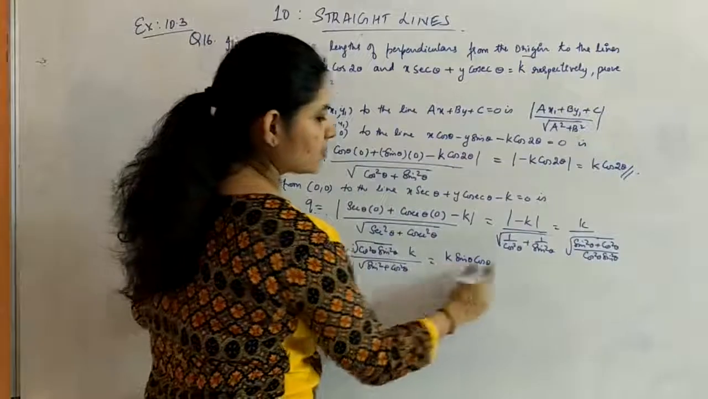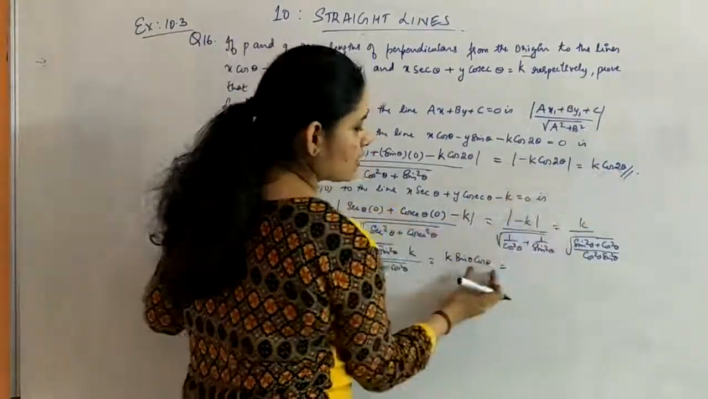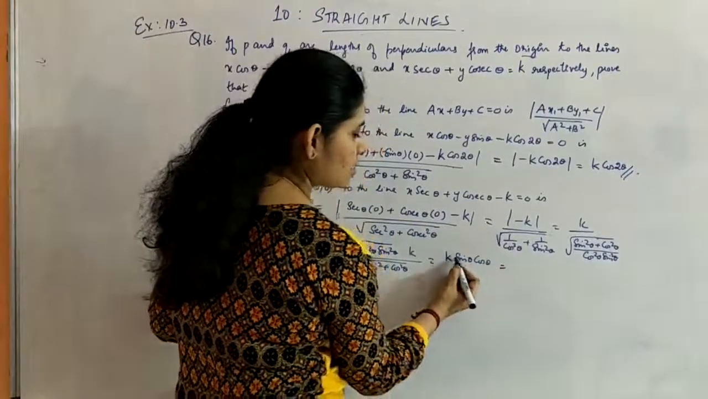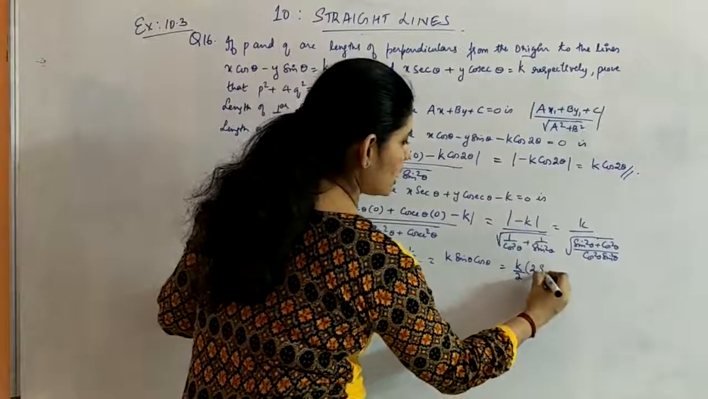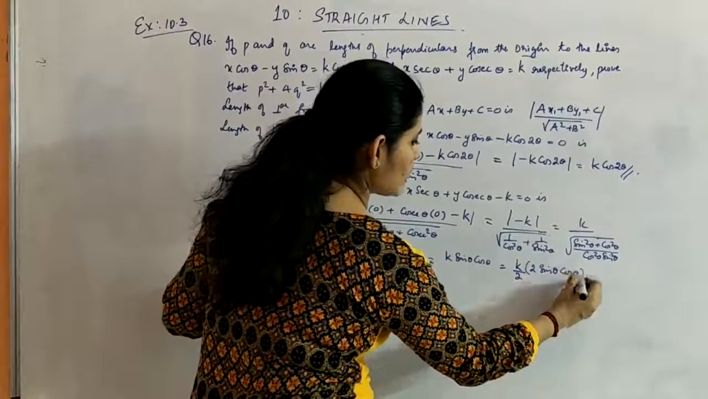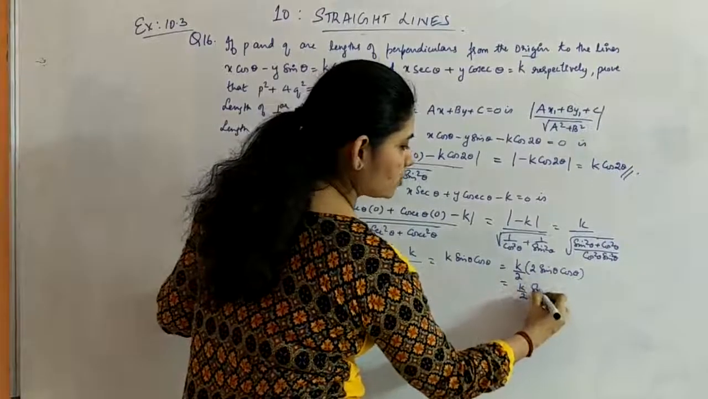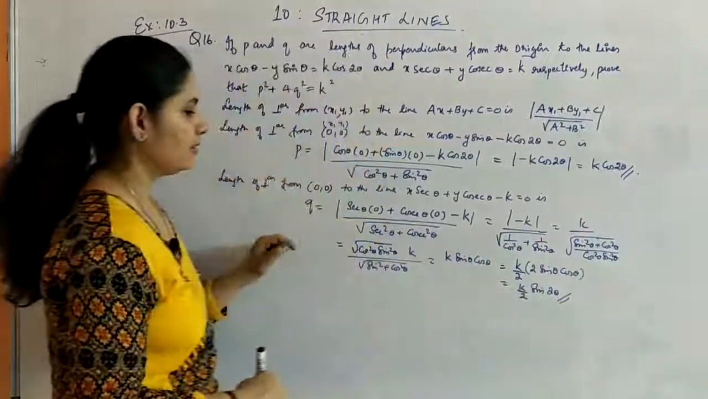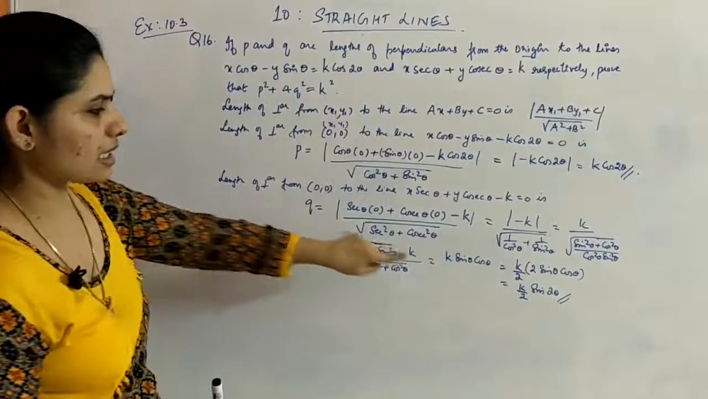Now I am just simplifying this, because the angle here which I got is 2 theta. So I am just making this as 2 theta. What I need to do is I need a 2 here. So I am just multiplying and dividing with 2, so that this becomes 2 sin theta cos theta, and this will give you k by 2. This is sin 2 theta. Now you can see both of them have the same angle. Now you got P as k cos 2 theta and Q as k by 2 sin 2 theta.